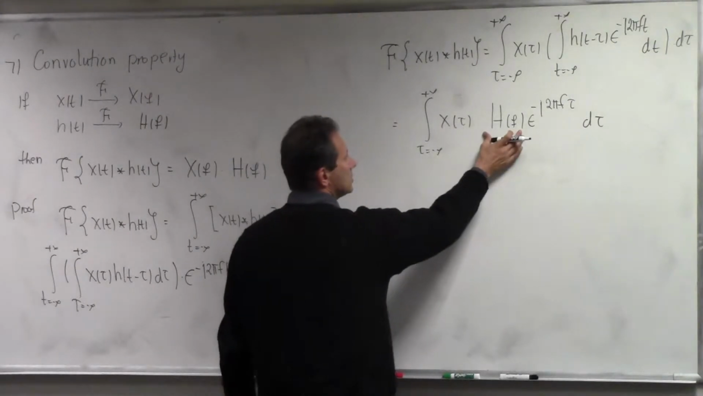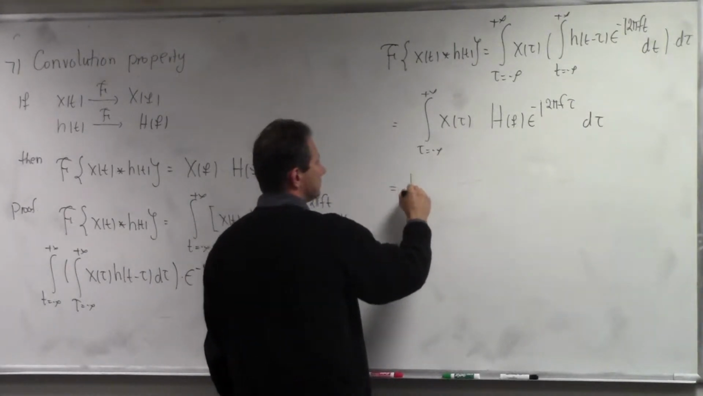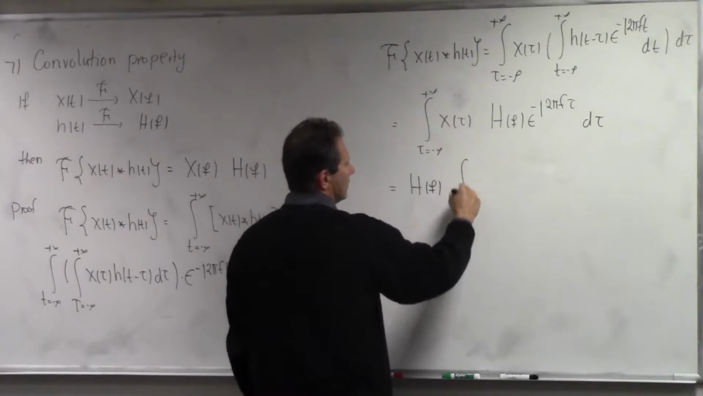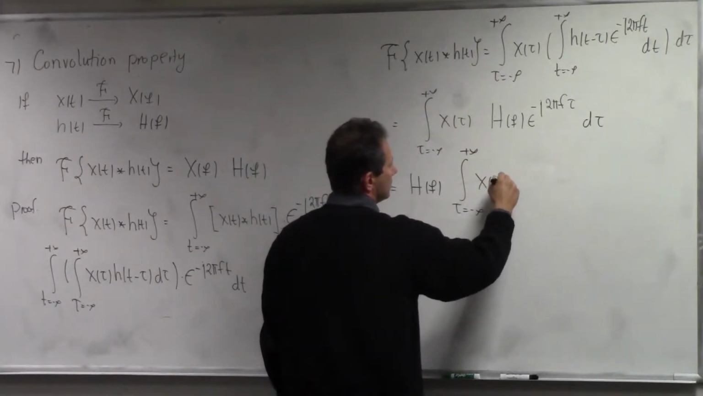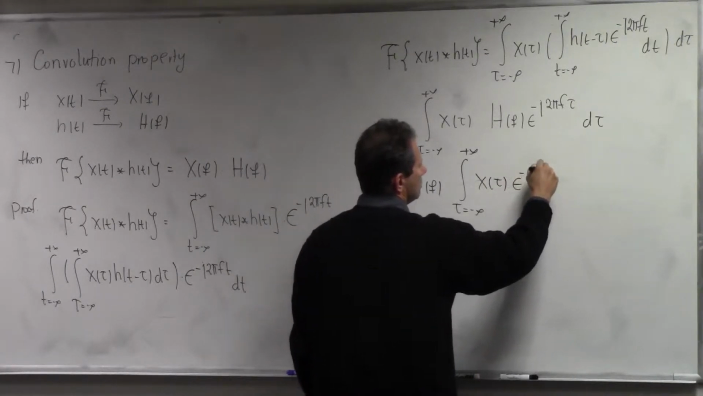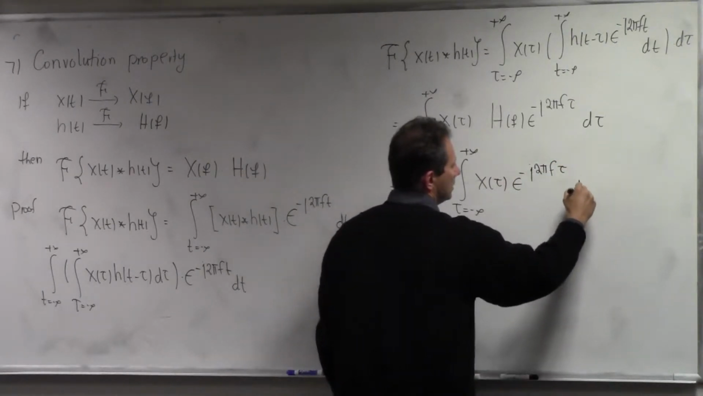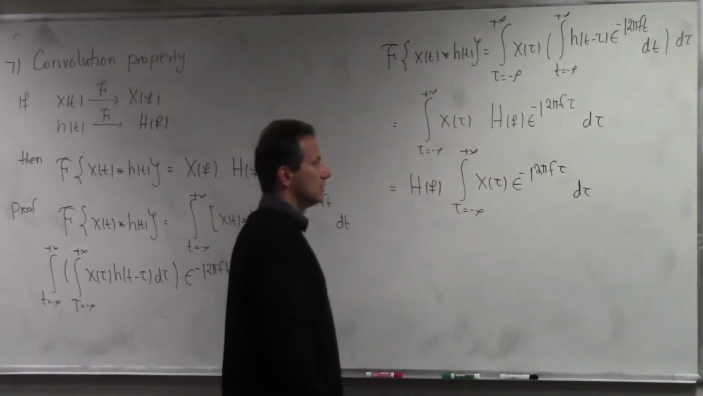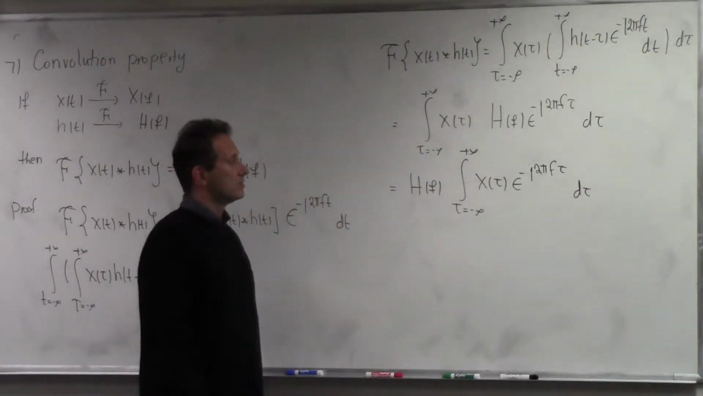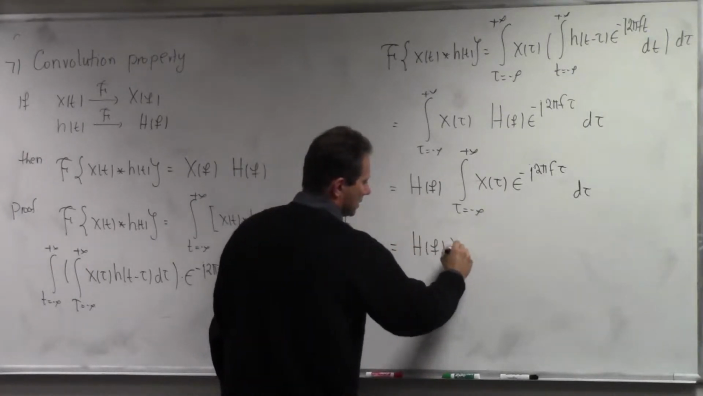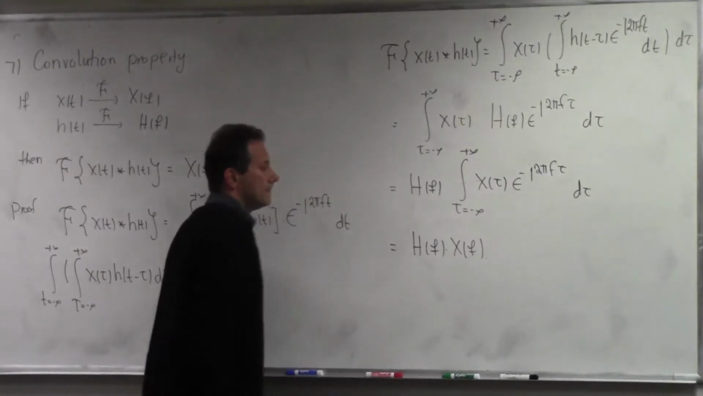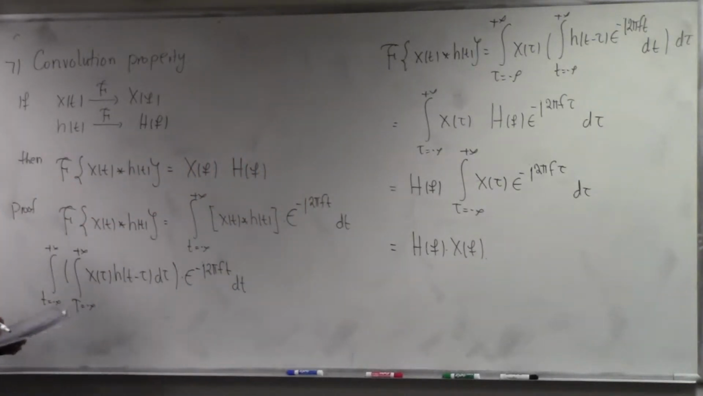So now, h of f does not depend on tau. It goes outside. And then you have the integral when tau goes from minus infinity to plus infinity, x of tau e to the minus j 2 pi f tau d tau. What is this? This is the Fourier transform of x of t. So this is h of f times x of f. Okay? So these are the most significant properties.